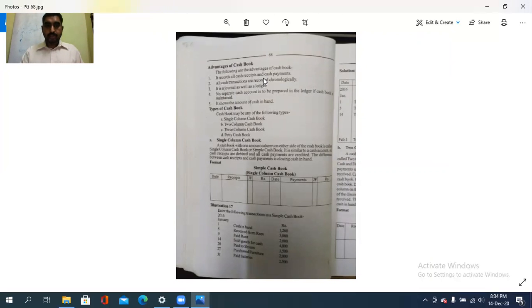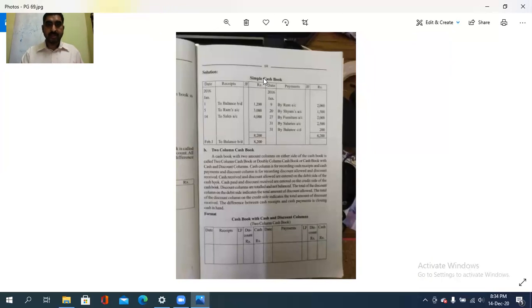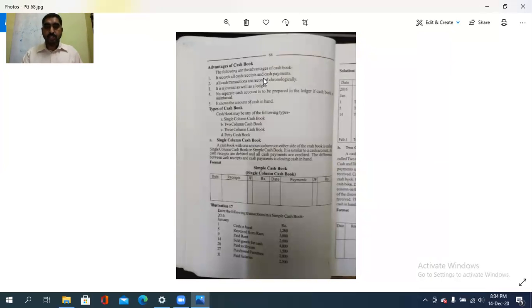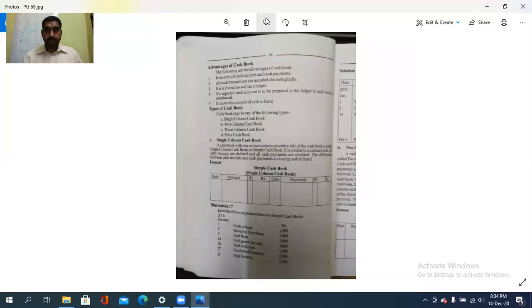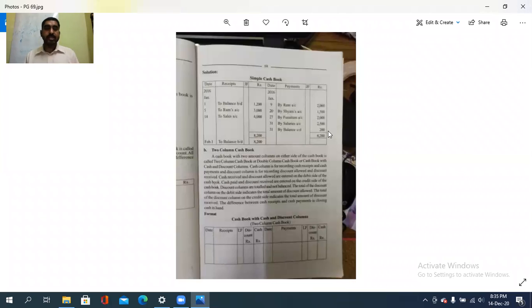Then sold goods for cash, cash account debit to sales. So cash account debit side to sales 4000. Then next is paid to Shyam. Cash is going. So Shyam debit to cash. So cash account in the credit side by Shyam. So that is by Shyam's account 1500. Then purchased furniture. So what is the entry? Furniture account debit to cash. So by furniture. And then paid salary. Salary account debit to cash. So by salary. And finally, what is the balance left there?